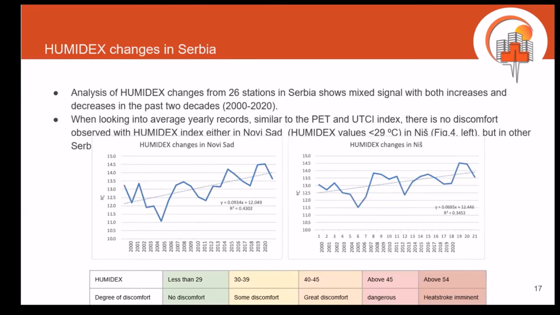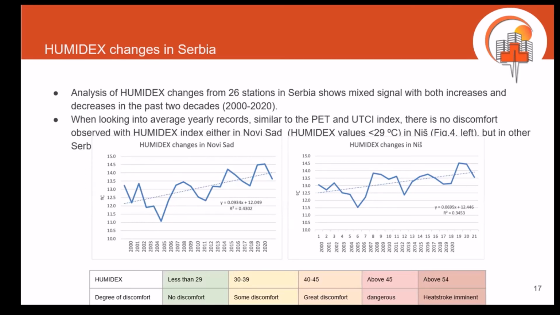So the humidex. Humidex is another index that is also calculated, but it neglects all the other things: metabolic rates, the height, the clothing. These we didn't include in the calculation of the humidex. It is based mostly on temperature and relative humidity.